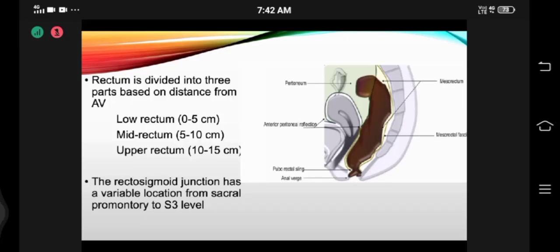The rectum is divided into three parts based on the distance from the anal verge. The lower rectum is the lower 5 centimeters, the mid rectum is 5 to 10 centimeters, and the upper rectum is 10 to 15 centimeters. The rectosigmoid junction has a variable location from the sacral promontory. The rectosigmoid junction is identified on the axial view where the sigmoid takes off. The rectum is a vertical tube, and where it becomes horizontal, that is the place we call the rectosigmoid junction.